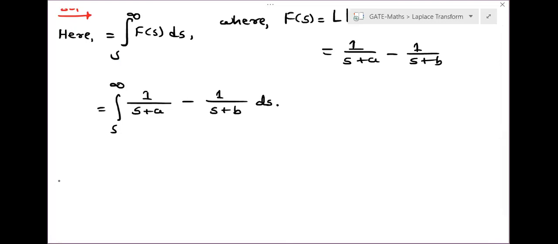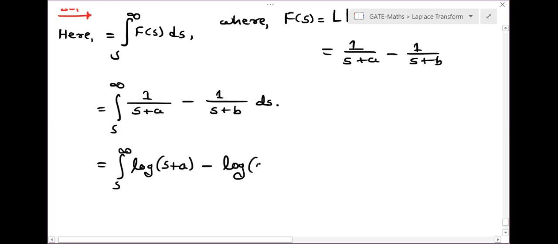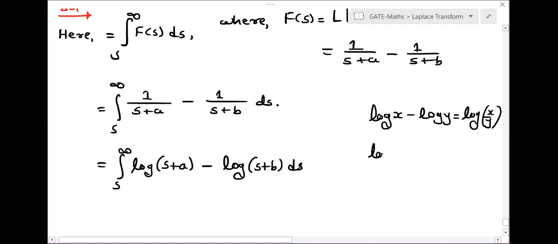Now, what is the integral of 1 upon s plus a? It is your log of s plus a. What is the integral of 1 upon s plus b? It is your log of s plus b. Now there is one rule about log, that log x minus log y can be written as log x by y. Log x plus log y can be written as log x into y.